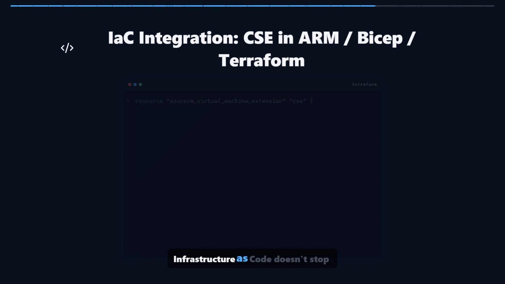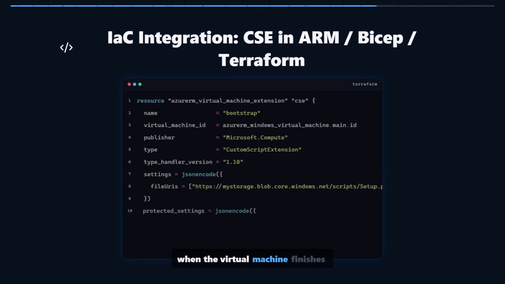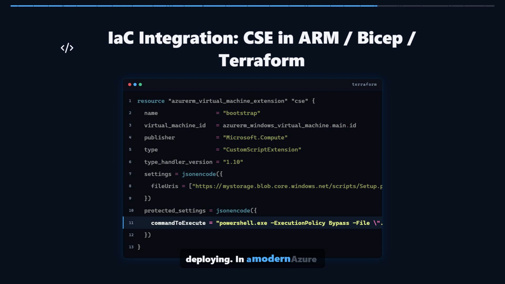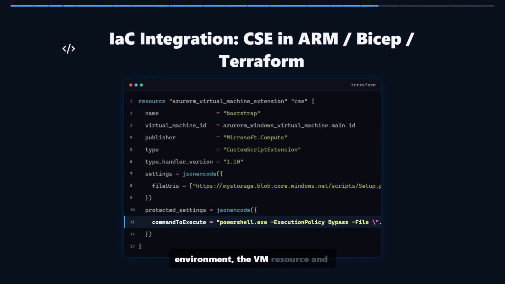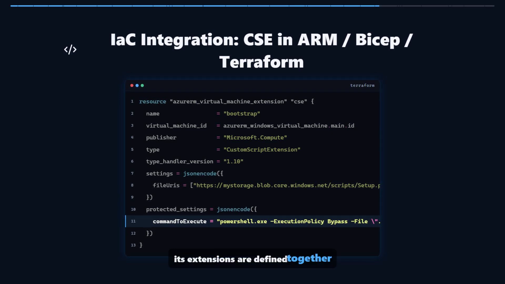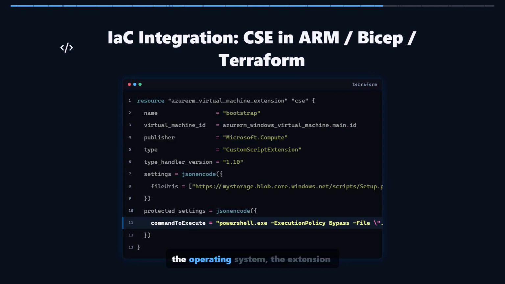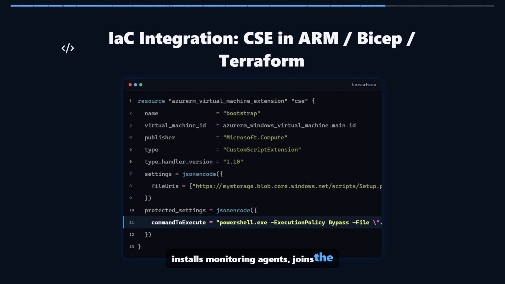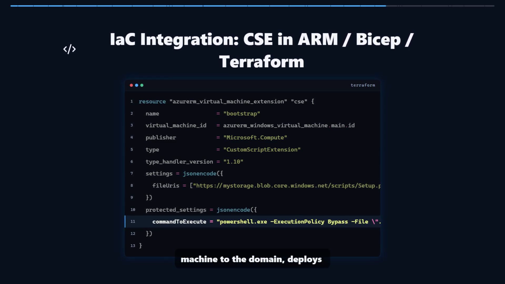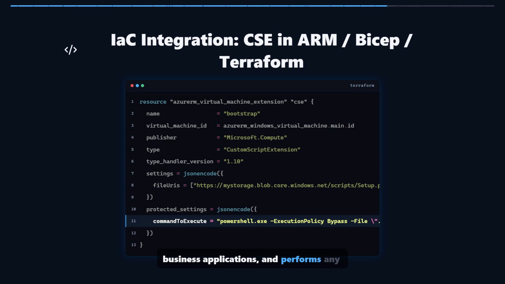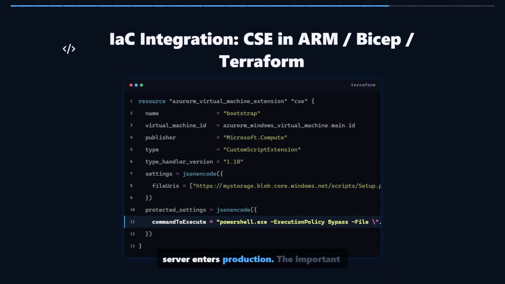Infrastructure as code doesn't stop when the virtual machine finishes deploying. In a modern Azure environment, the VM resource and its extensions are defined together inside the same ARM template, Bicep file, or Terraform configuration. As soon as Azure provisions the operating system, the extension installs monitoring agents, joins the machine to the domain, deploys business applications, and performs any additional configuration required before the server enters production.